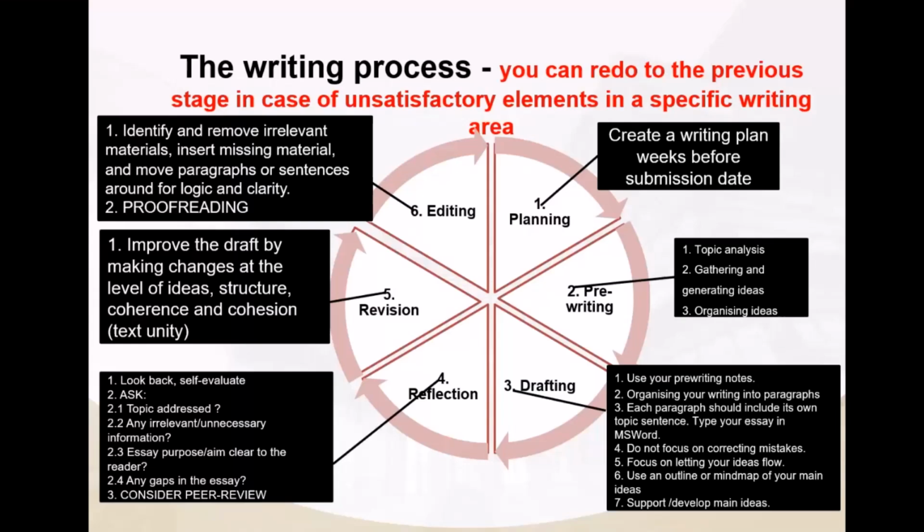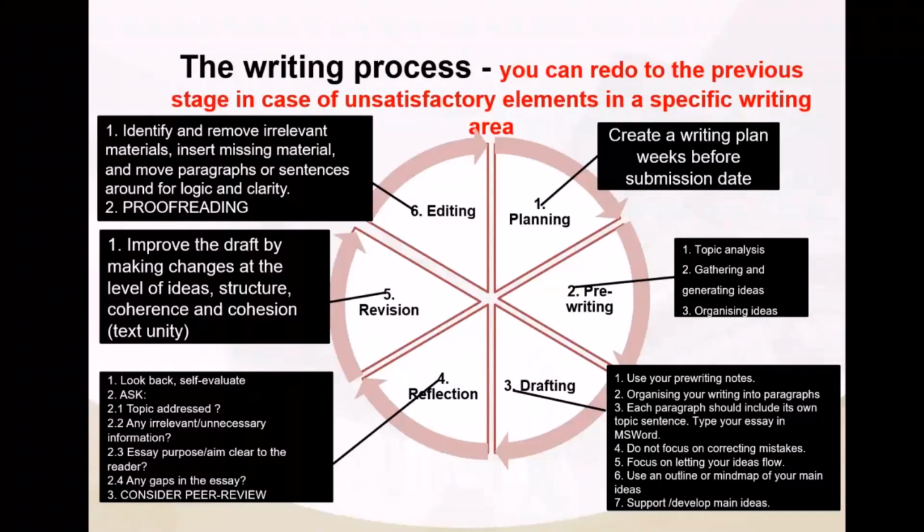Then, having done that, you then do what? You then do a revision. You revise your essay. Here, you improve the draft by making changes at the level of ideas. Maybe there is an idea that you have included which you need to remove. You do that. This is part of revising your work. You make changes at the level of ideas, at the level of structure, at the level to promote coherence and cohesion, that is text unity. You check it again, you revise it again in order to improve it.